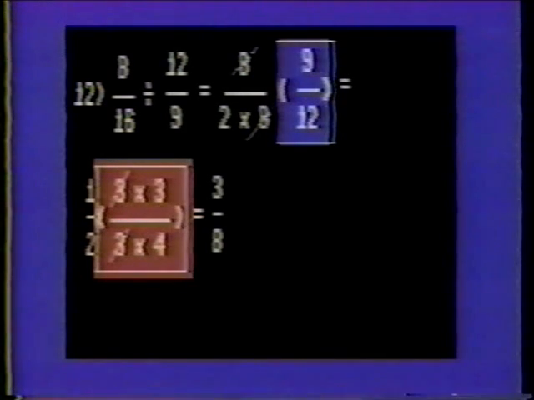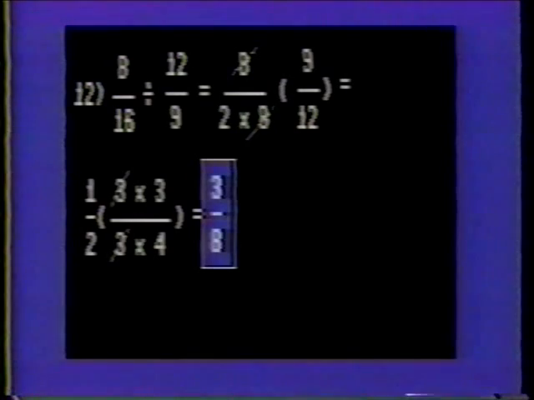9/12 is equivalent to 3 times 3 divided by 3 times 4. 3 divided by 3 is 1. Since one set of 3's cancel each other out, this leaves 3/4. 3/4 times 1/2 is 3/8.